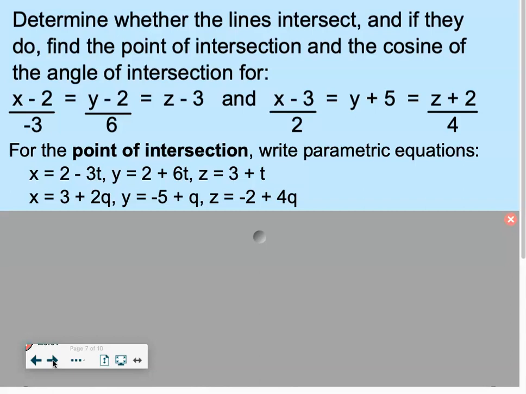You just set them equal to each other. So you set the x equal to the x and the y equal to the y, and then you simplify that a little bit. So I got Q equals 1 and T equals negative 1.